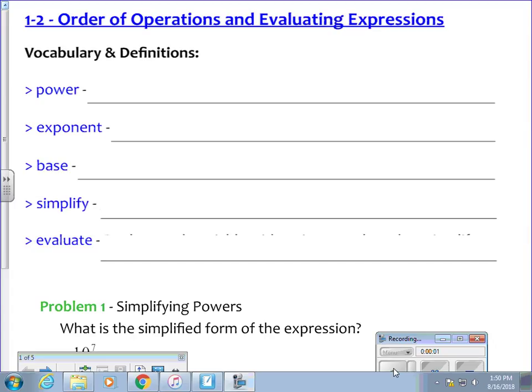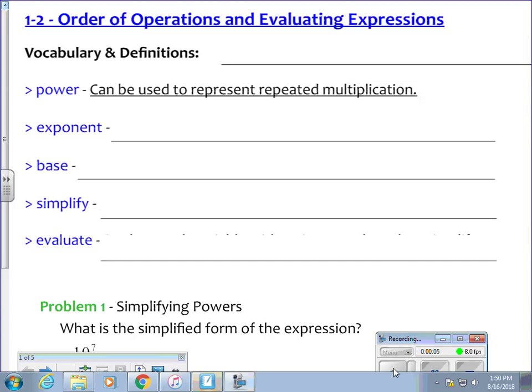We're doing order of operations and evaluating expressions. The power can be used to represent repeated multiplication. Addition is repeated, multiplication is repeated addition.